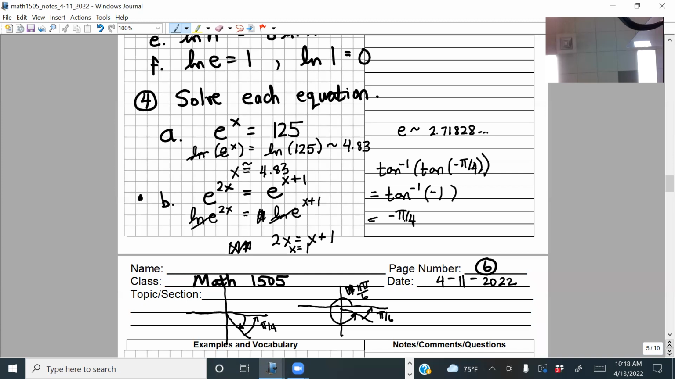Is minus pi over 4 between minus pi over 2 and pi over 2? Yes, right. That's between minus pi over 2 and positive pi over 2. So that's got to be the right answer here. See, these things did cancel each other, just like we would hope for inverse functions, and we get an answer of minus pi over 4.